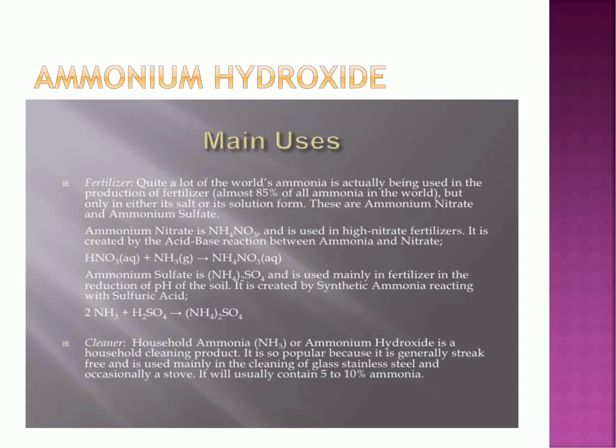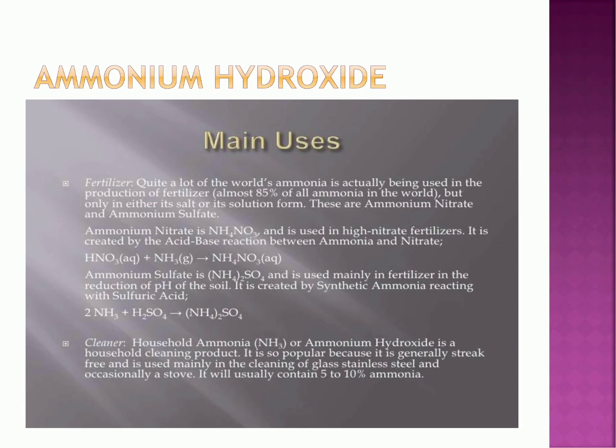Ammonium hydroxide, fertilizer. Quite a lot of the world's ammonia is used in the production of fertilizers. Almost 85% of all ammonia in the world, but only in either its salt or its solution form. These are ammonium nitrate and ammonium sulfate. Ammonium nitrate is NH4NO3 and is used in high nitrate fertilizers. It is created by the acid-base reaction between ammonia and nitric acid.